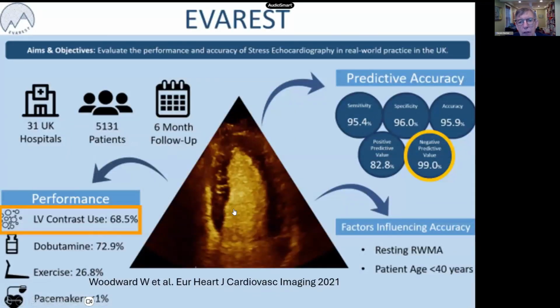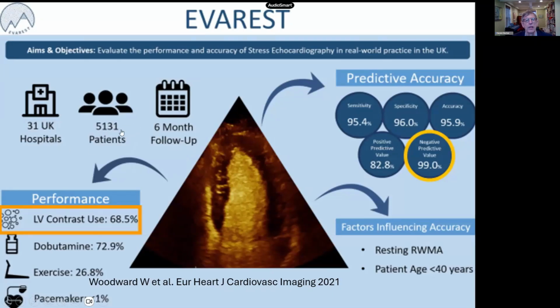So Attila already mentioned the Everest trial, and the Everest trial, Dr. Eason will talk in detail about that, but I want to just get two numbers of the Everest trial. The Everest trial is this big UK trial.